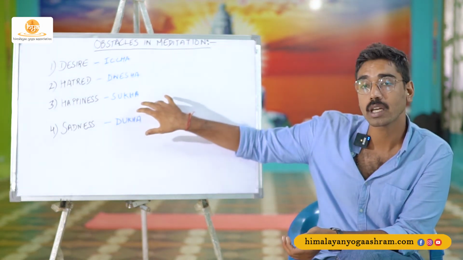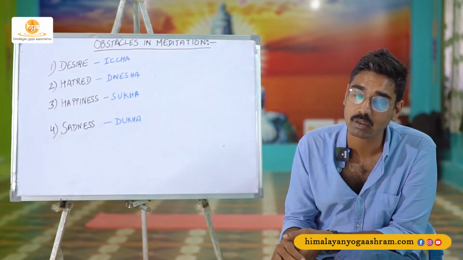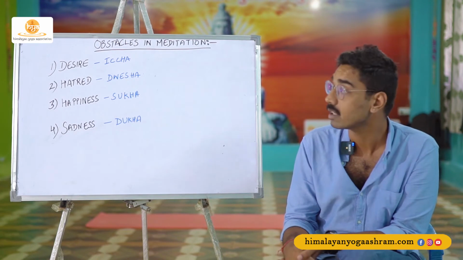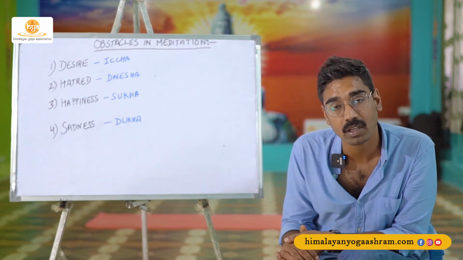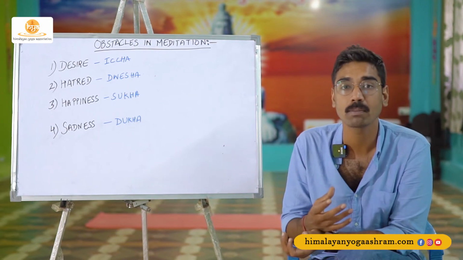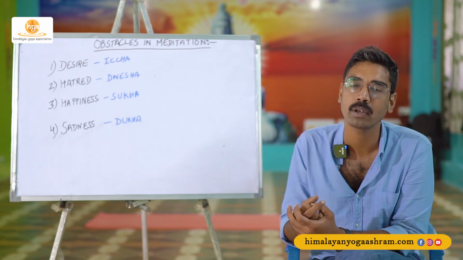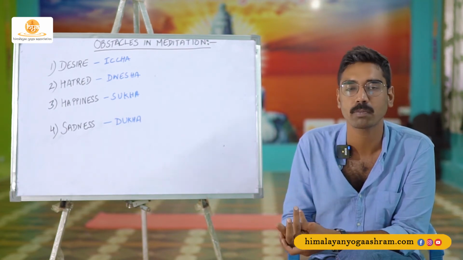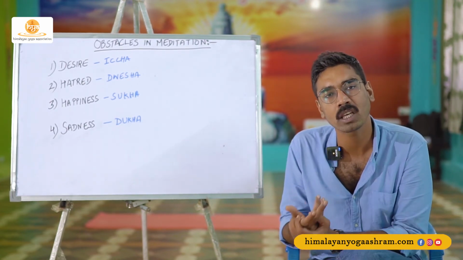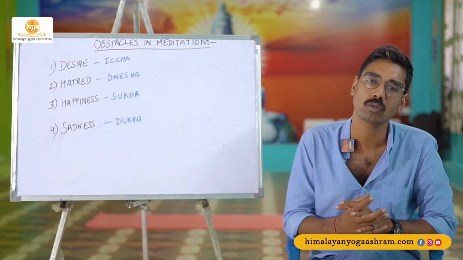The third state of the mind, the third obstacle that the mind throws at you when you're trying to meditate, is the state of extreme happiness. When we are extremely happy, even though it's not bad to be happy, it's not a negative emotion, happiness is a very positive thing to experience. We do so many things to remain happy. We achieve so many things to be happy.